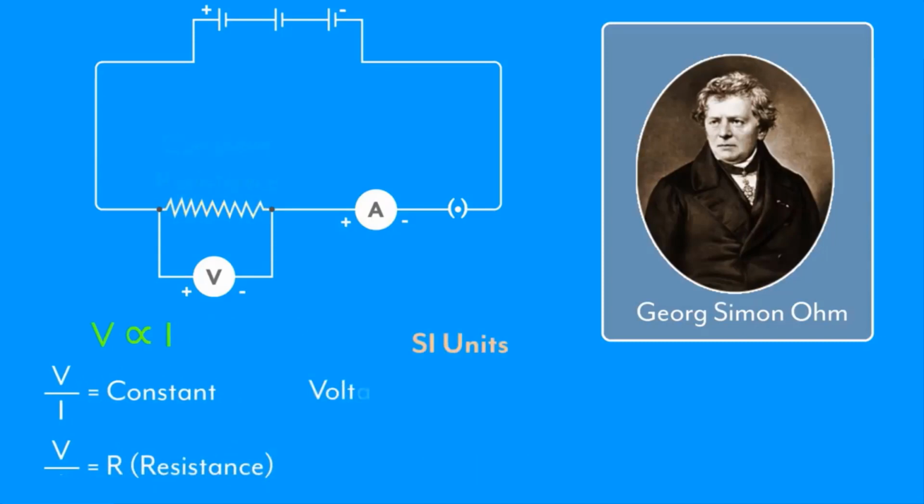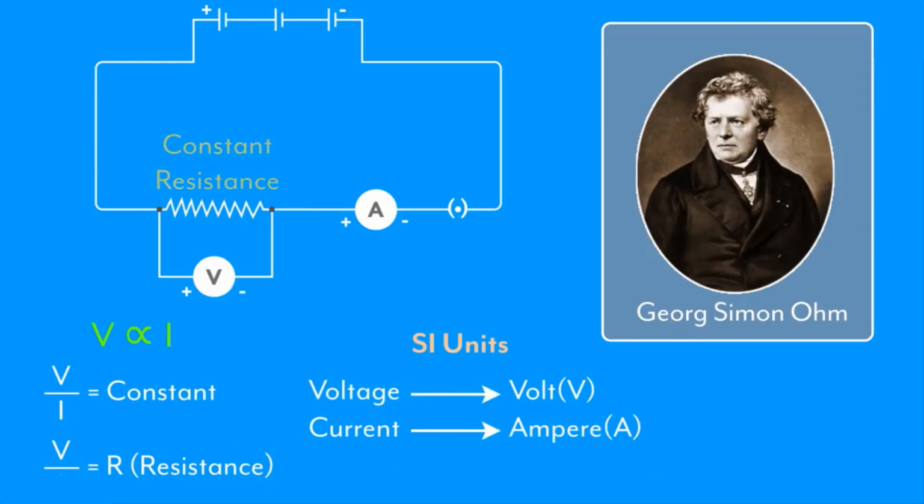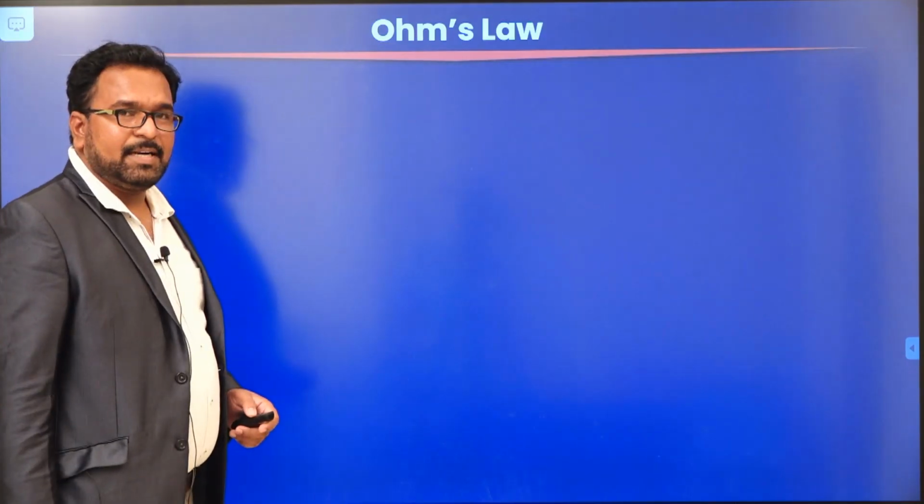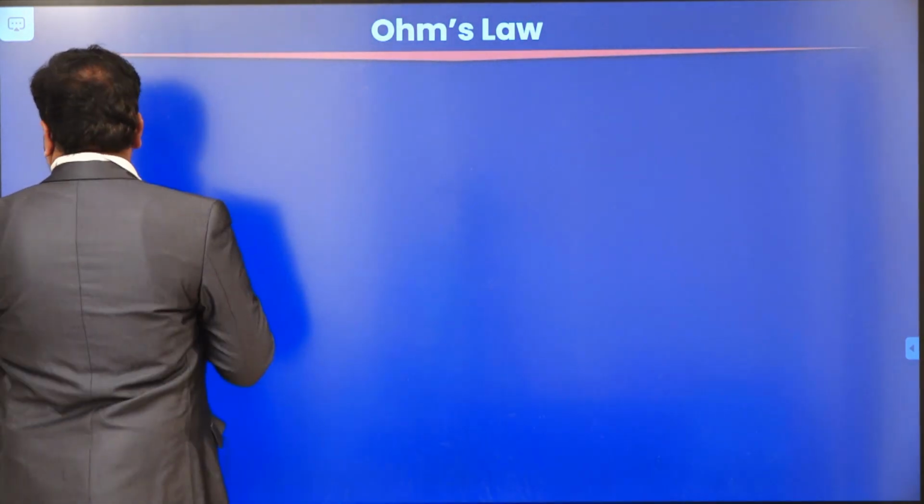The SI units of voltage and current are volt and ampere respectively. But what's the SI unit of resistance? It's ohm and is represented by this Greek letter. If the potential difference across 2 ends of a conductor is 1 volt and the current through it is 1 ampere, then the resistance of the conductor will be 1 ohm. Now, what is the statement of Ohm's law? So Ohm's law can be stated as at constant temperature.